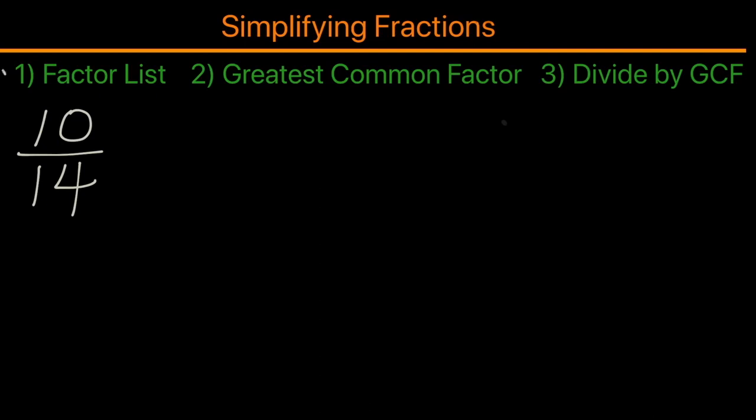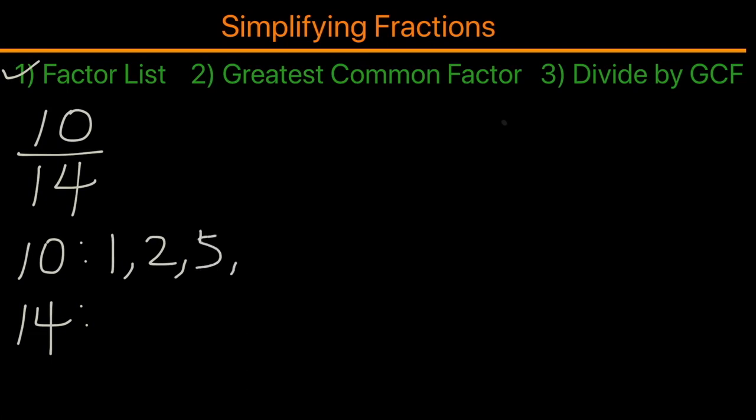So the first step is to find the factor list. So we'll take 10 and 14, and then we'll find a sequence of numbers which can multiply into 10. So for 10, we can see 1 times 10 is 10, 2 times 5 is 10, and then 3 doesn't work, 4 doesn't work, 5 times 2 is 10, 6, 7, 8, 9 don't work, and finally 10. For 14, we have 1 times 14 is 14, and then 2 times 7 is 14, and 3, 4, 5, 6 don't work, 7 times 2 is 14, 8 through 13 don't work, and then we have 14.